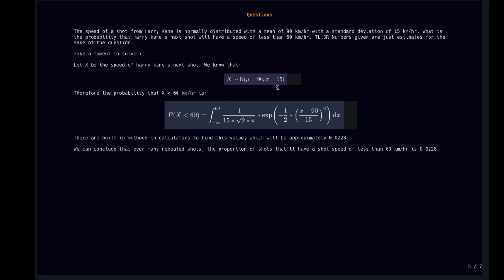And you can use a calculator for this. Most calculators have the normal function built in, and you'll be able to do it without looking into the integral. It will approximately be 0.0228. So the conclusion, in terms of a probabilistic and statistical statement, would be that over many repeated shots, the proportion of shots that will have a speed of less than 60 kilometers per hour is 0.0228, which is very rare. So you'd expect shots going faster than that most of the time.